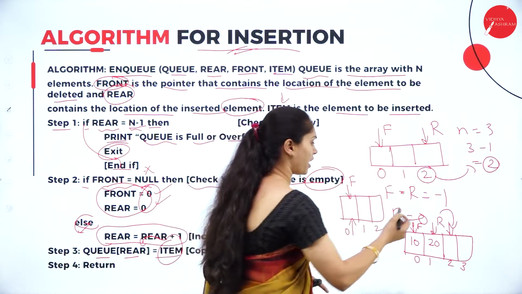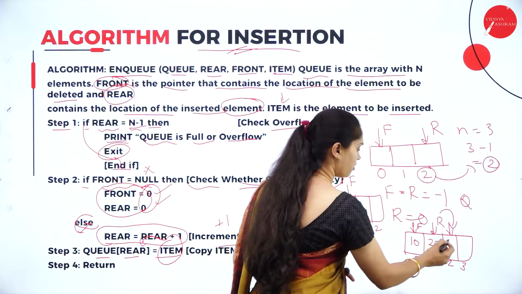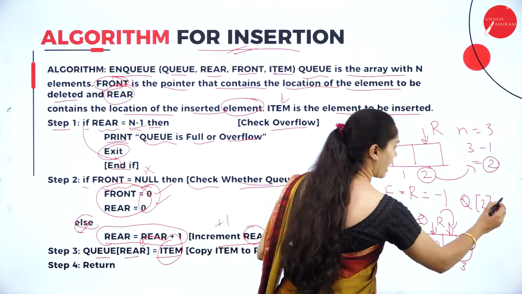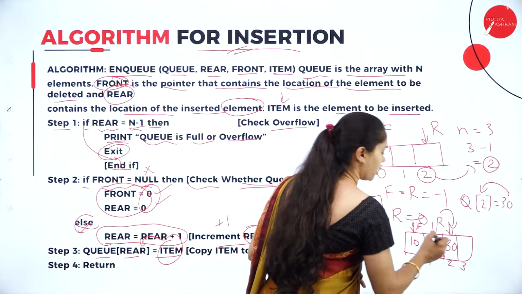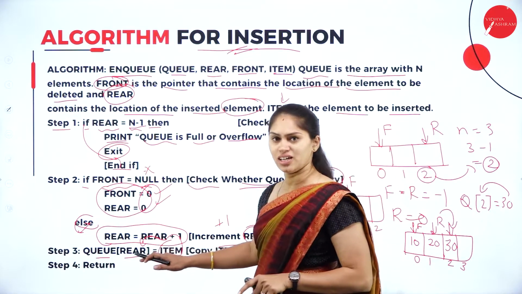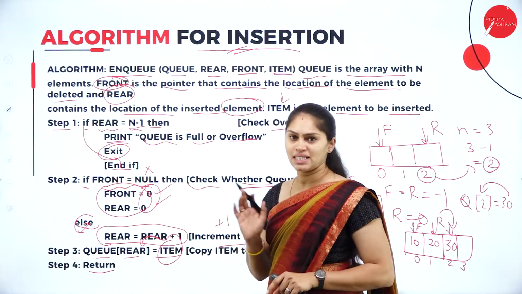From the rear pointer, we can add an item to queue of rear. So queue of rear in the sense what? Let me consider the queue name as queue itself, and the rear pointer is at location 2, and I wanted to add an element called 30. So this 30 is going to be copied to the location queue of 2.